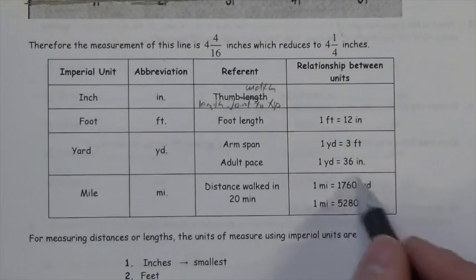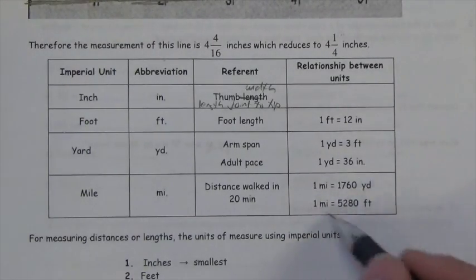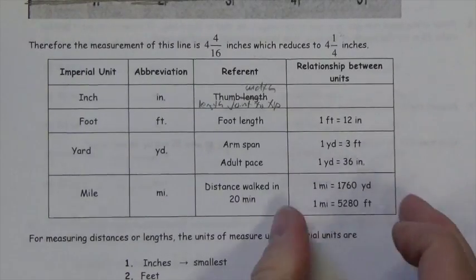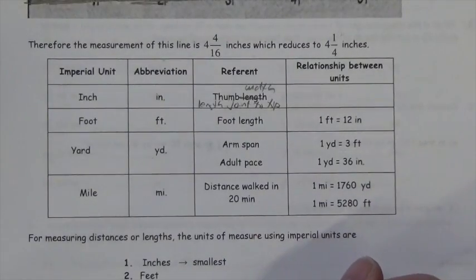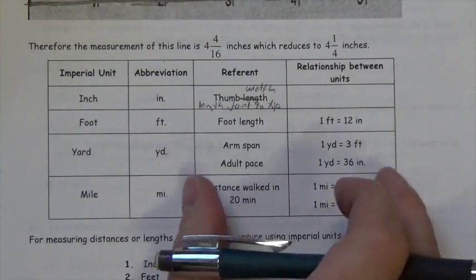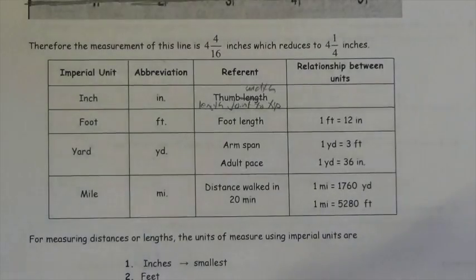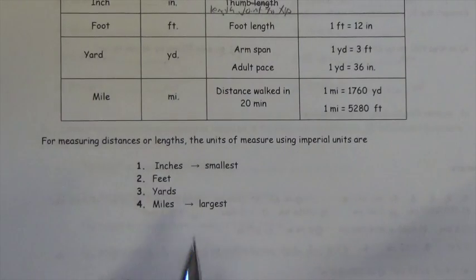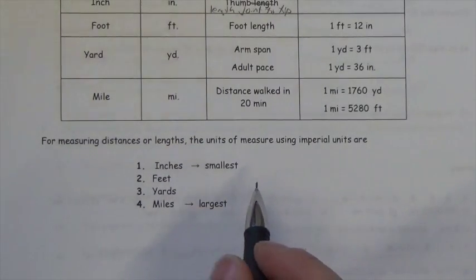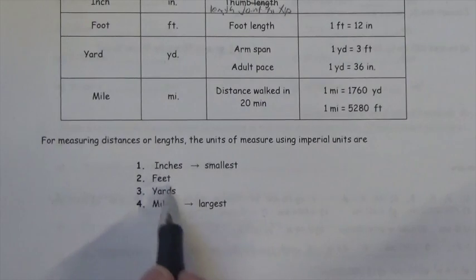But now this starts to get a little bit more awkward, and you can probably see right here why the metric system is, in terms of conversion, superior to the imperial system. But again, they're both equally useful. You can communicate measurements accurately and precisely with both. It doesn't really matter. Just in terms of sheer conversion, the metric system's got a bit of a leg up on the imperial system. So for measuring distances or lengths, units of measurement, here we are: inches, feet, yards, and miles.